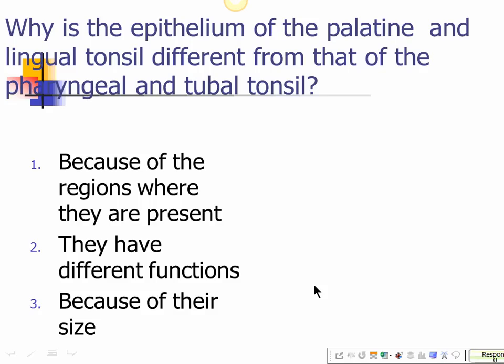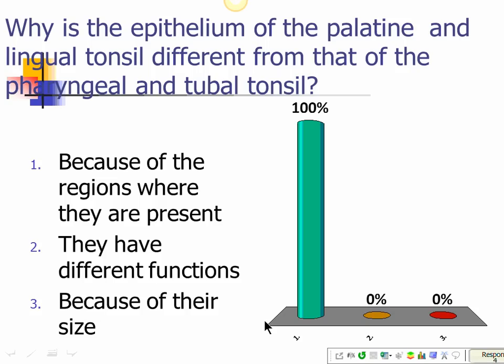Let's look at this question. Why is the epithelium different in the lingual tonsil and different from that of the pharyngeal and tubal tonsil? Very good. Yes, because of where they are present. So if they are in the nasopharynx, they automatically get the epithelium of the nasopharynx. In the oropharynx, they get the epithelium of the oropharynx. Excellent.